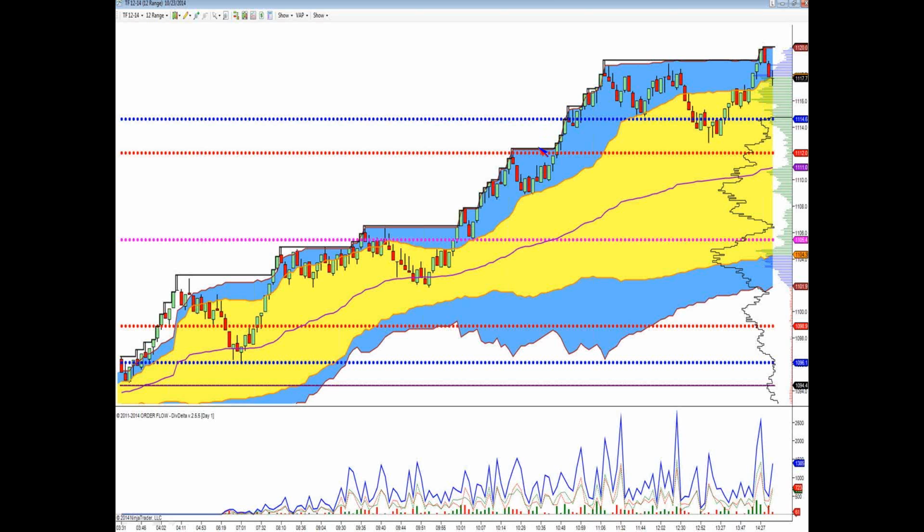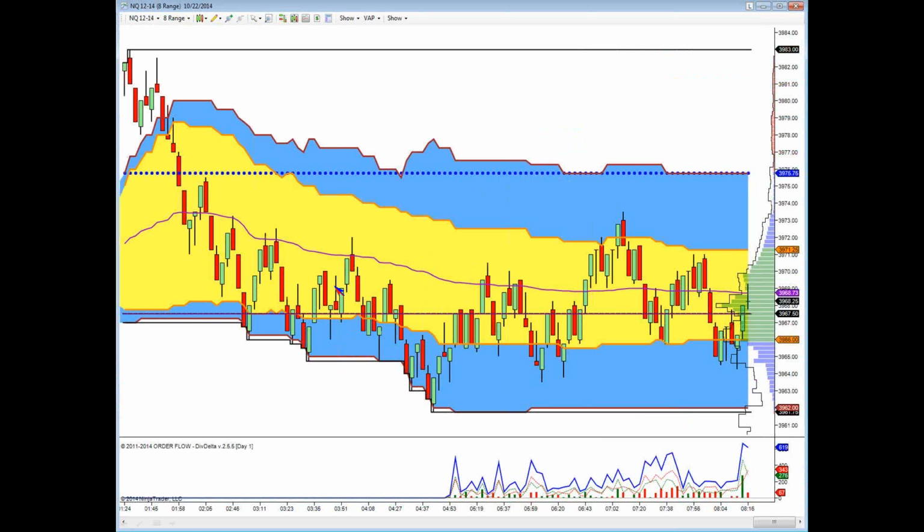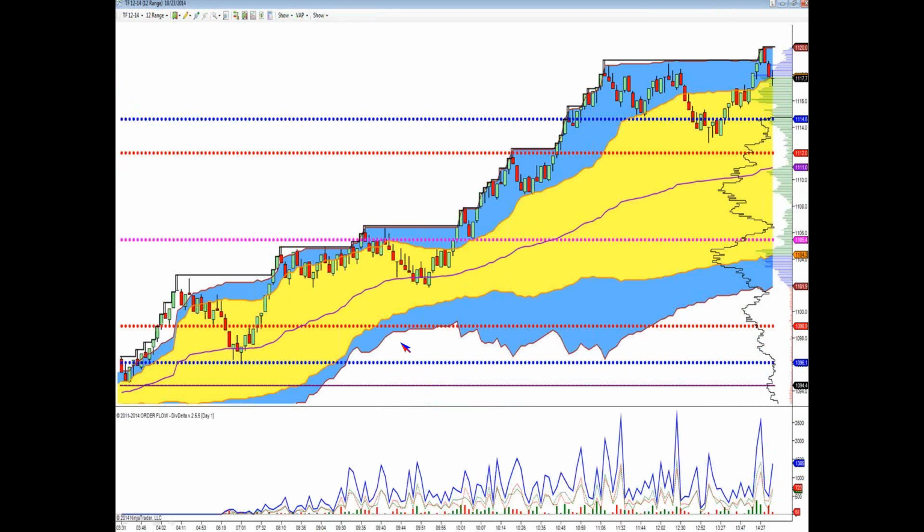So here's another value chart. And I wanted to show you the difference between this one here where we're not really trending and this one here where we're trending. This is actually today on the Russell. So notice the difference.